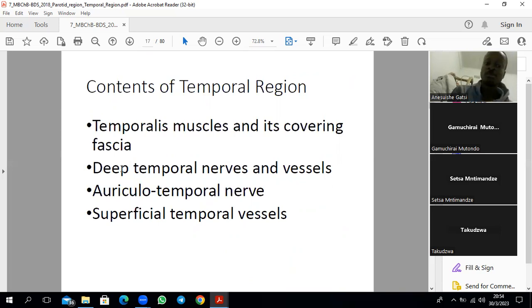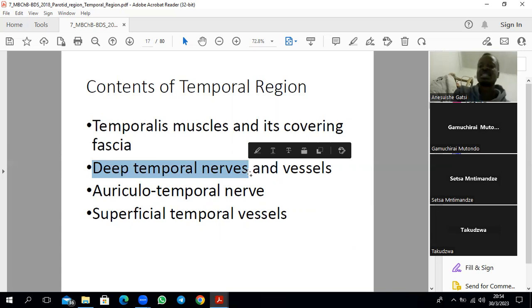Then the nerves that innervate the temporalis muscle are the deep temporal nerves. And these deep temporal nerves, I find them within the temporal fossa. Where are they coming from? Temporalis is a muscle of mastication, and muscles of mastication are innervated by V3, the mandibular division of the trigeminal nerve.